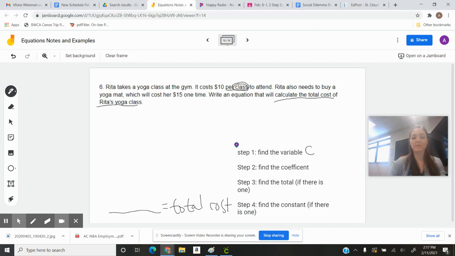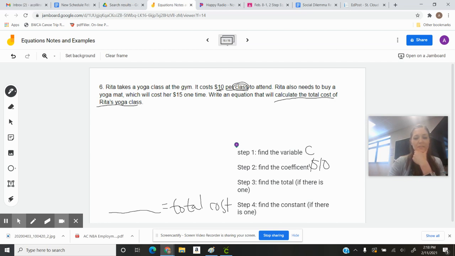That's our variable. The coefficient is usually attached to the variable, and it's something that can't be changed. So in this case, what's attached to our variable? Well, the cost. $10 per class. She can't change the price of the class, so that is definitely our coefficient. All right, so now you can kind of figure out how your coefficient and variable go together.